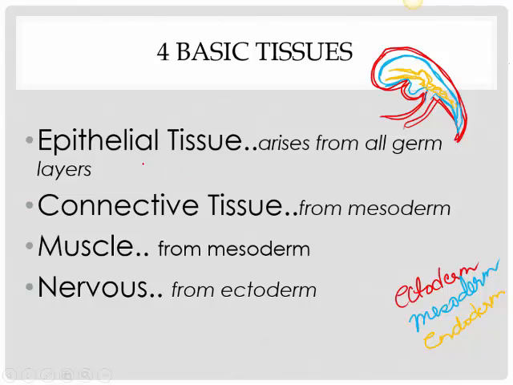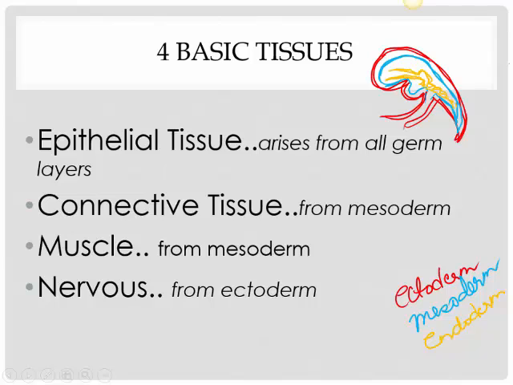Epithelial tissue arises from all germ layers. So the outside, for example, the epidermis of the skin arises from ectoderm. In some parts, we'll see lining some structures, it arises from mesoderm. And the lining of organs with cavities, it's endoderm. So epithelial tissue arises from all germ layers.